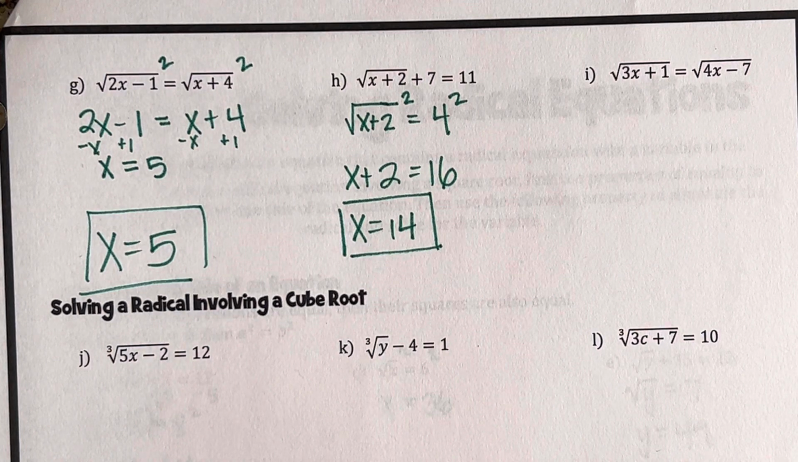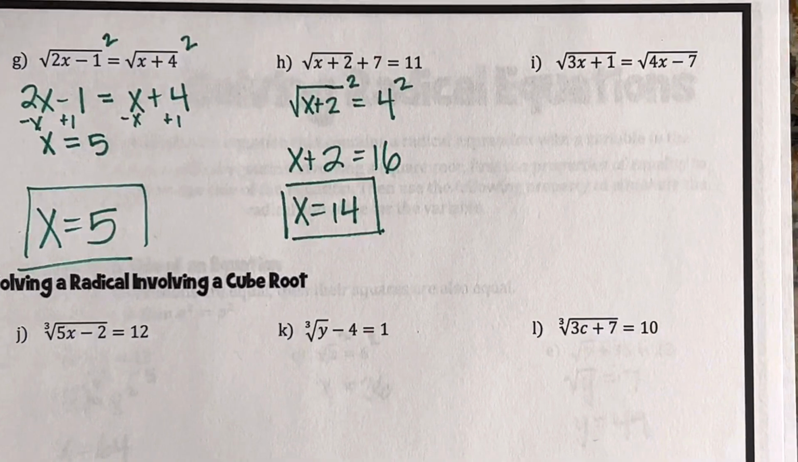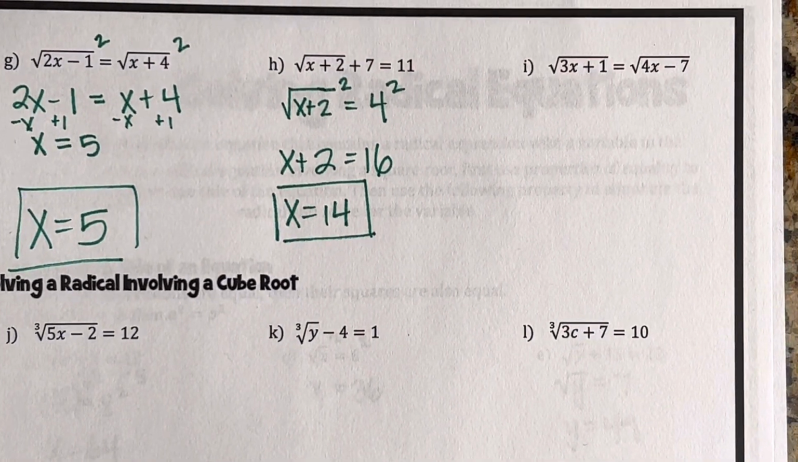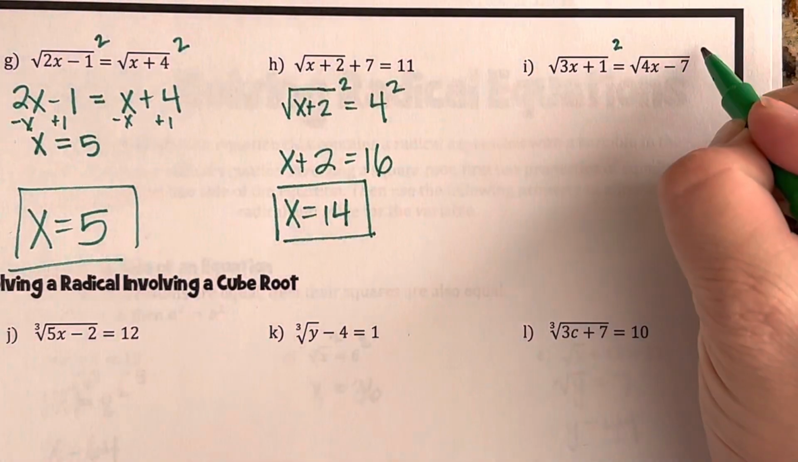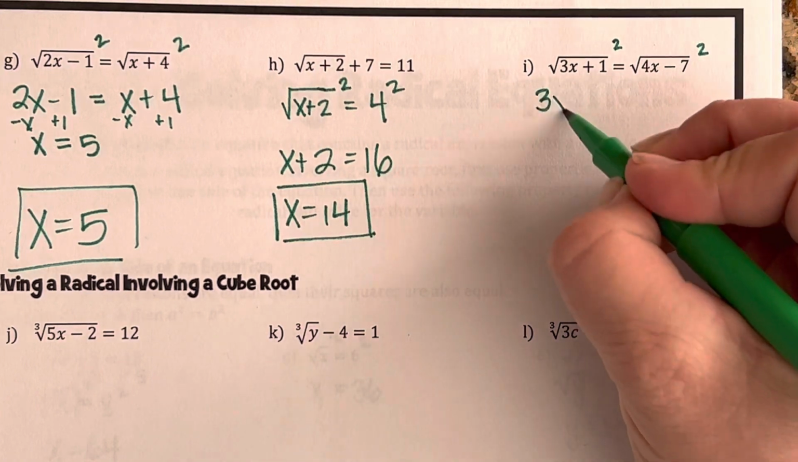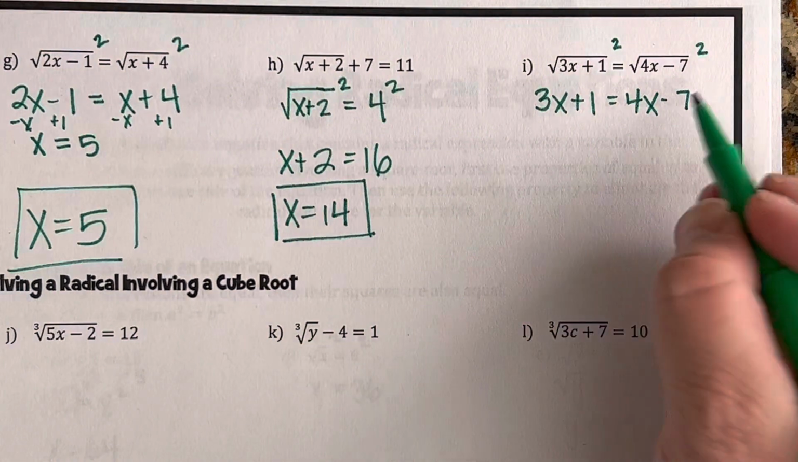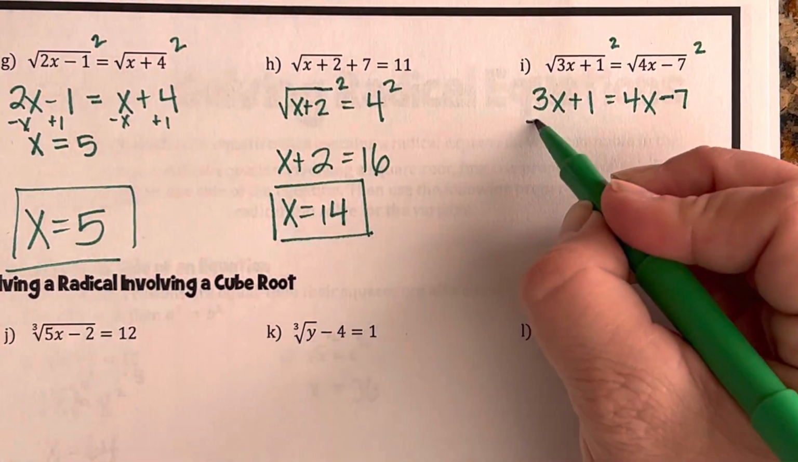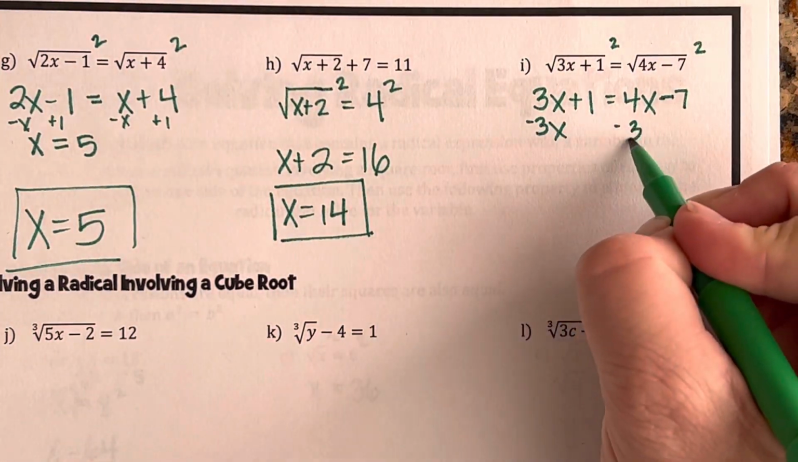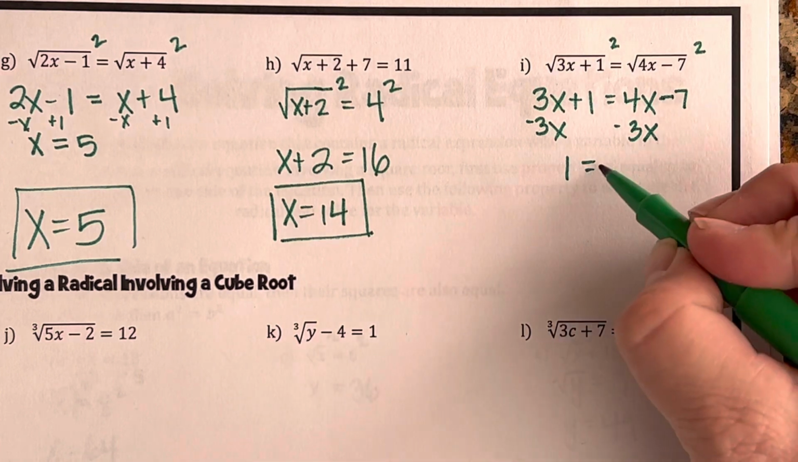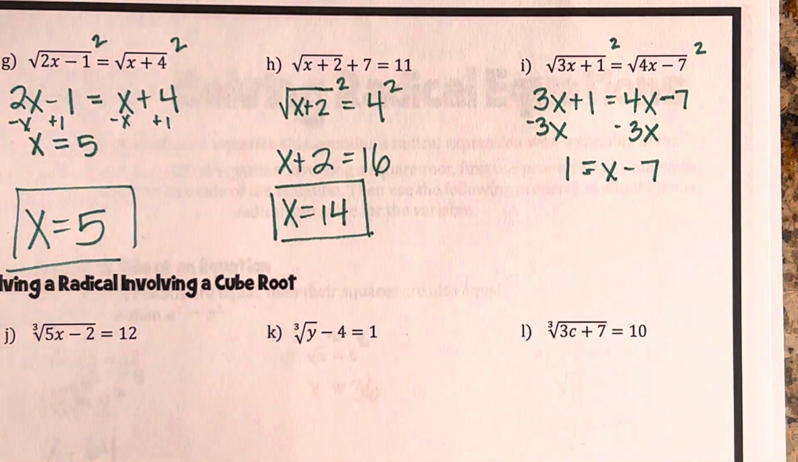Okay, on letter I, it's already isolated, right? It's a radical equals a radical. So all I have to do is square both sides, square and square. 3x plus 1 equals 4x minus 7. Okay, I want x by itself, so I am going to subtract 3x. So 1 equals x minus 7.